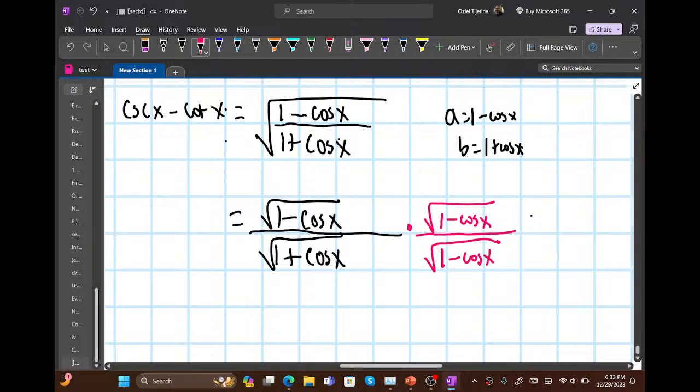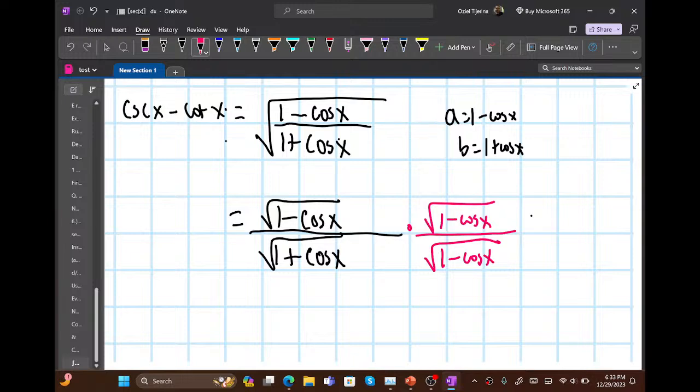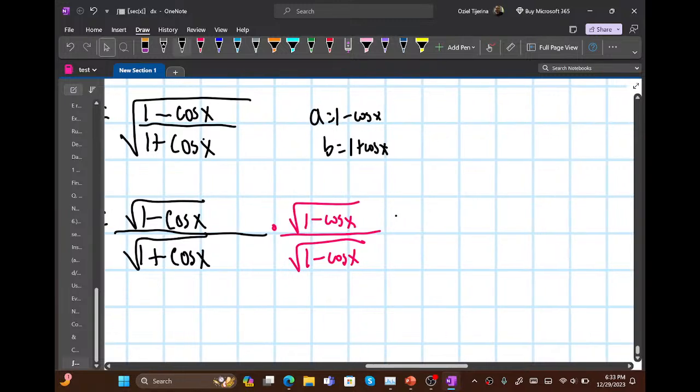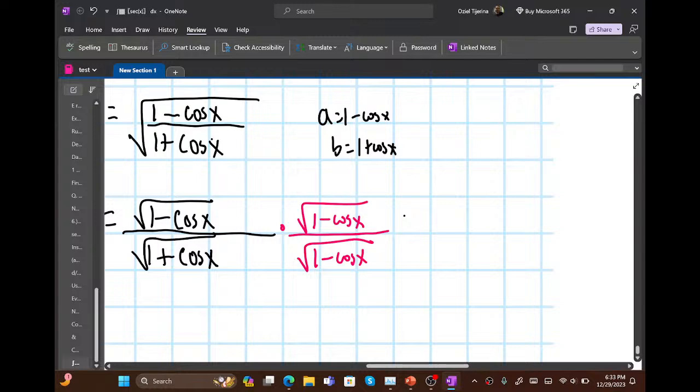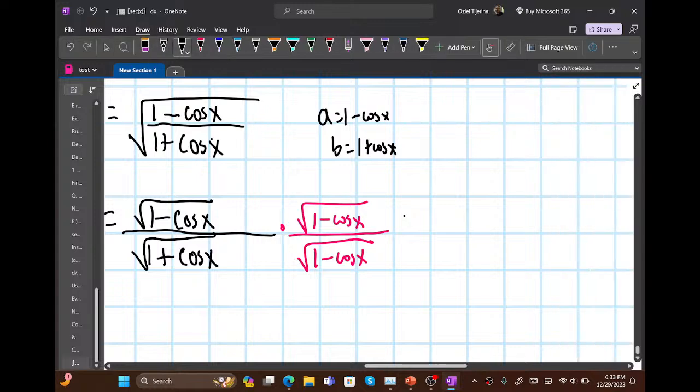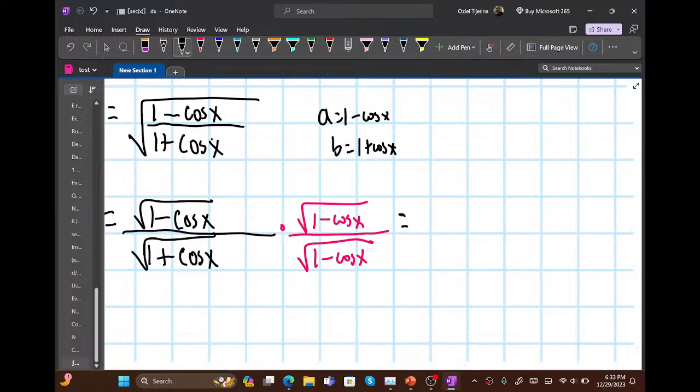I know it looks like a W, guys. Just ignore that. It's a cosine, okay? It's cosine. We're almost done here. This is going to be 1 minus cosine x over the square root of 1 minus cosine squared x.